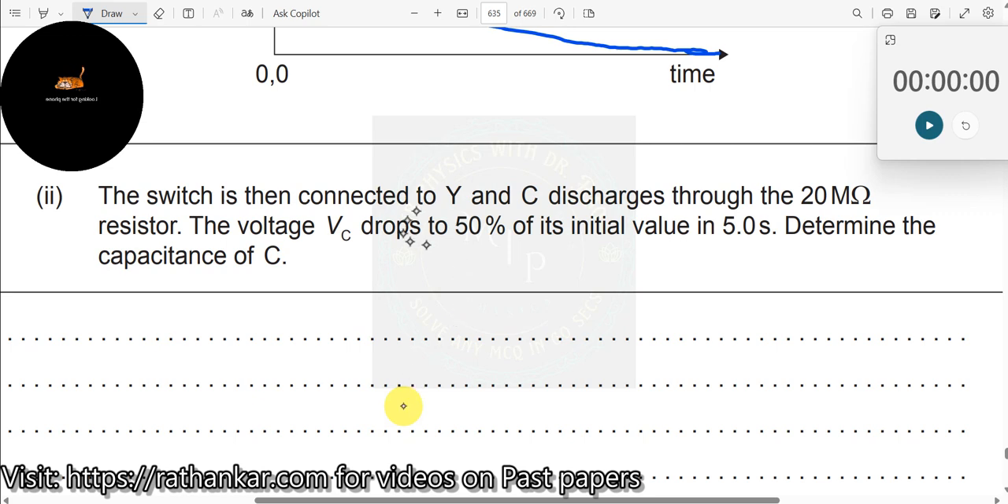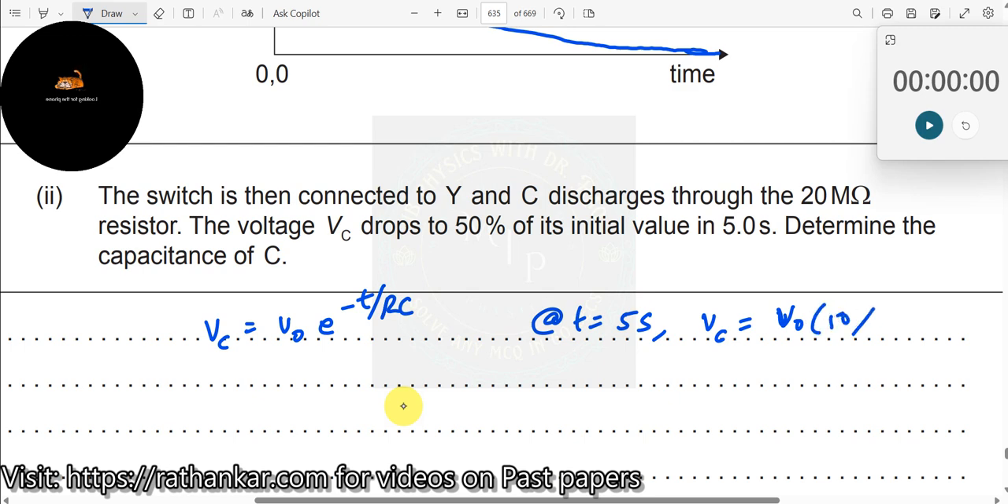Anyway, the switch is then connected, so voltage VC drops to 50% of its initial value. So what happens? You can now write the formula: VC equals V naught e to the power of minus t by RC. Okay, so what is VC? The voltage VC drops to 50% in 5 seconds, at t equal to 5 seconds.